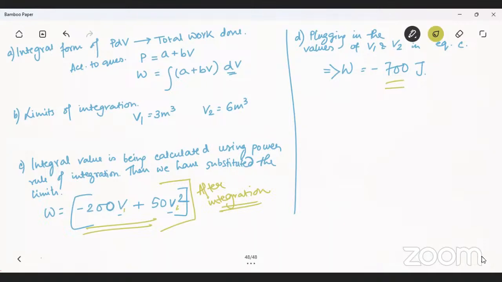Ma'am, minus 200 plus 50, how will it become 700? I can't understand. Say, minus 200 plus 50, how will it be 700? Ma'am, that is minus something you will be getting after the integration. Ma'am, I got 750 joules. That is too much. You have made the calculation wrong.